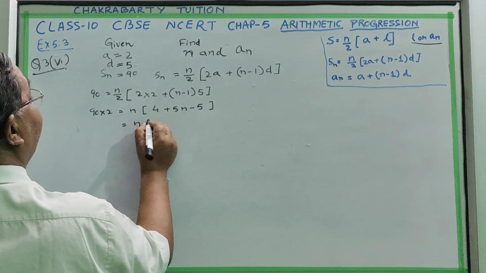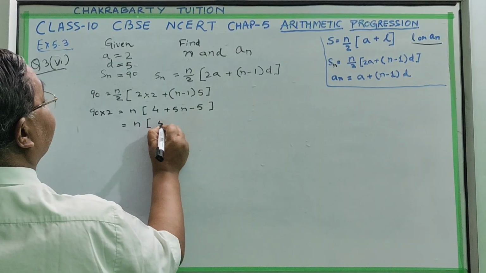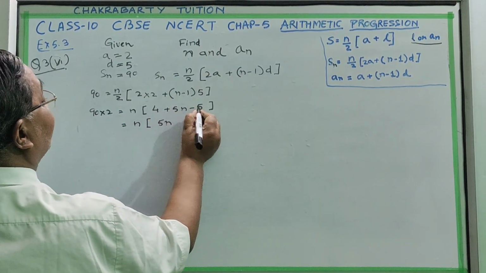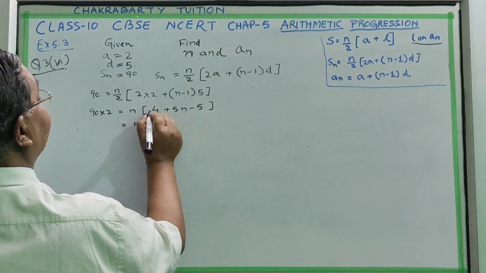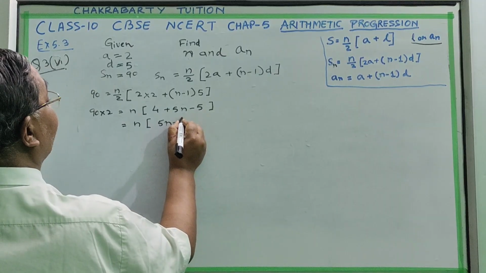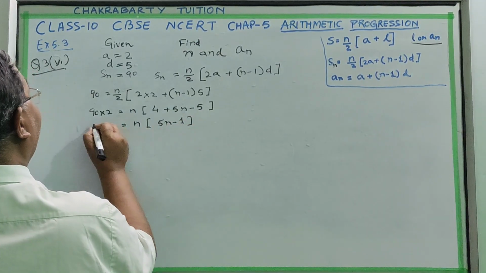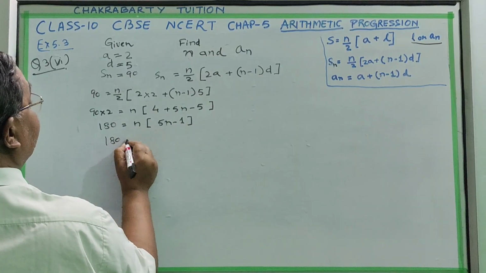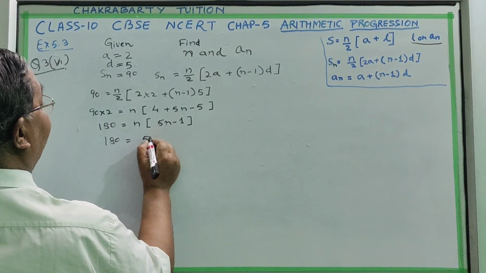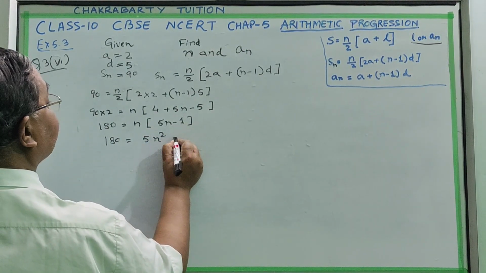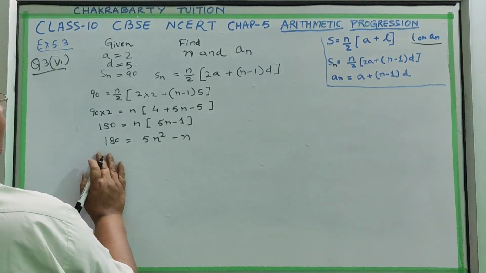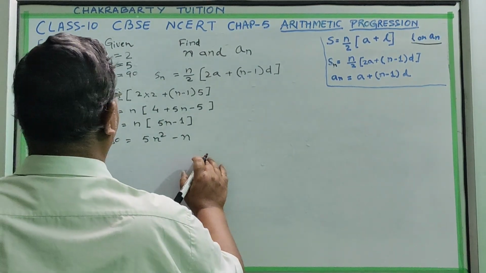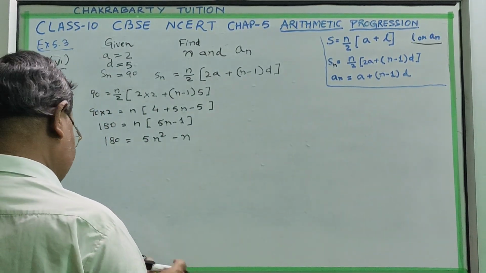Or N times (5N), and this 4 and 5 will be adjusted. This is plus, this is minus, so minus 1 will remain. And here it will become 180. So 180 equal to 5N square minus N. Okay, so here it is one equation, I think.